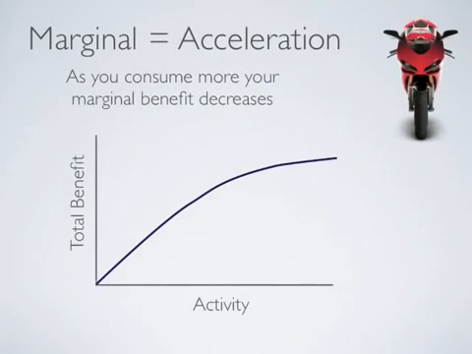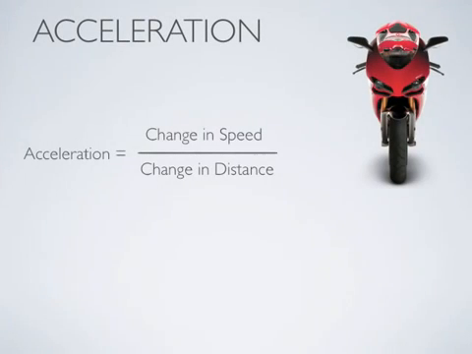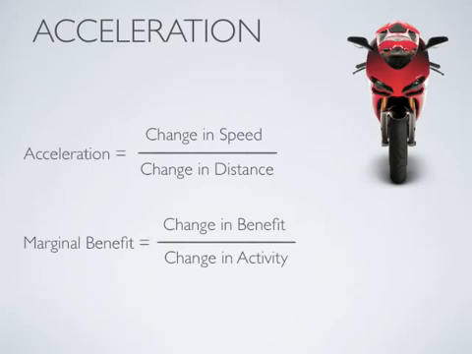Now, marginal analysis is the same as acceleration, so as you consume more, your marginal benefit decreases. Activity is analogous to distance. Total benefits analogous to speed. Acceleration is the change in speed and the change in distance, and that's the same as the change in benefit divided by the change in activity.